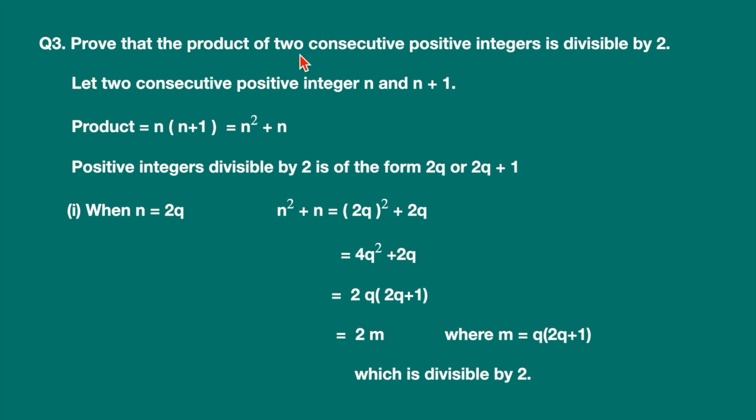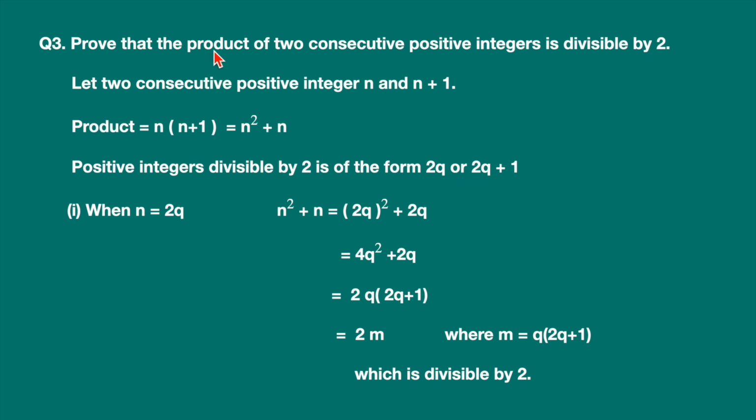Question 3. Prove that the product of two consecutive positive integers is divisible by 2. Okay. Let two consecutive positive integers be n. So if the first integer is n, the next integer will be n plus 1. Your teacher may have taken the first integer as n minus 1 and the second integer as n. That is also correct. I have taken it as n and n plus 1.